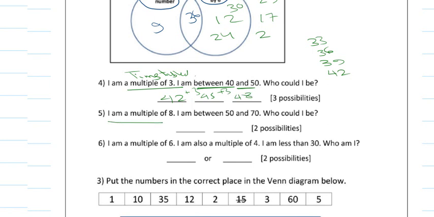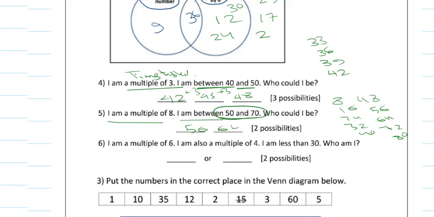I am a multiple of 8. I am in the times table of 8, between 50 and 70. 8, 16, 24, 32, 40, 48, 56, 64, 72, 80. You will find that we have two numbers between 50 and 70: 56 and 64.